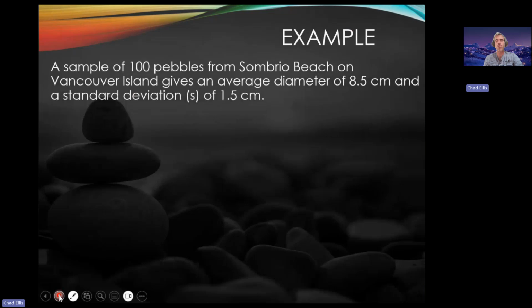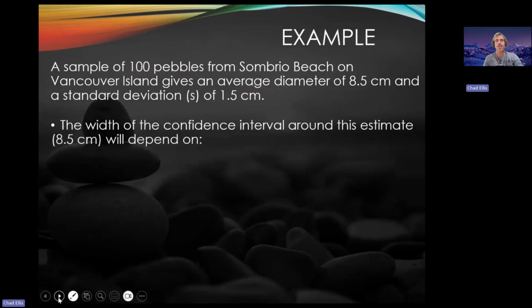All right, let's do our own example here. So imagine you went out and you're interested in measuring rocks. So you go out to Vancouver Island on Sombrio Beach, and you measure 100 rocks or pebbles for their diameter. And so you get an average diameter from your sample of 100 rocks of 8.5 centimeters and a standard deviation of your sample of 1.5 centimeters. So how could you determine a confidence interval for this sample?